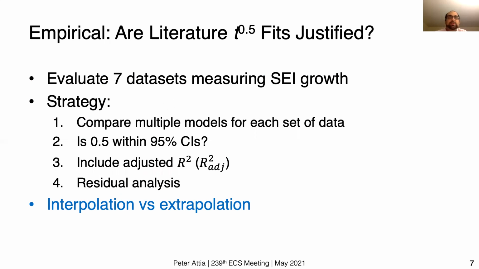The first step here is to compare multiple models for each set of data. So we looked at a few different power law models to see if we could get better fits with different models. We also look at the confidence intervals, specifically 95% confidence intervals of the fitted parameters. So for the power law models that we use, we try to see if 0.5 is within the error bounds of the parameter estimation from the fit.